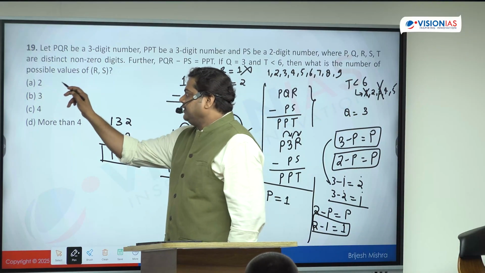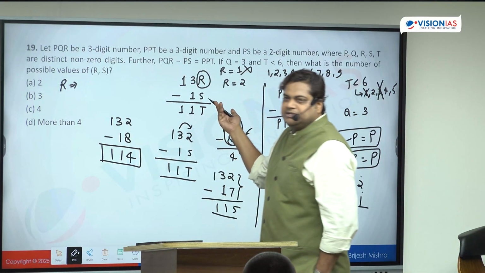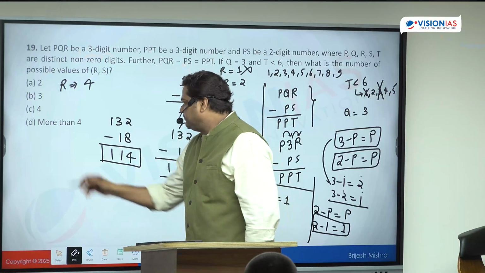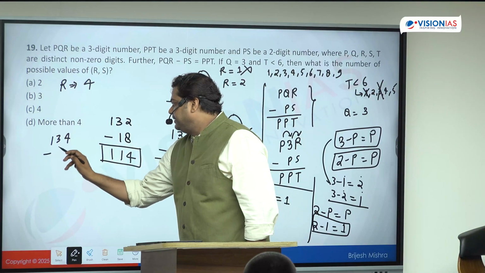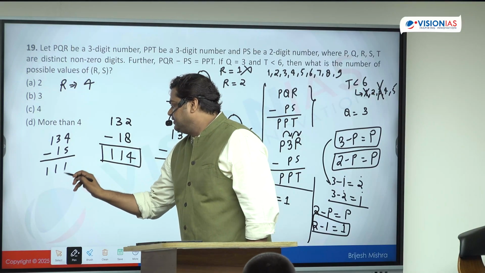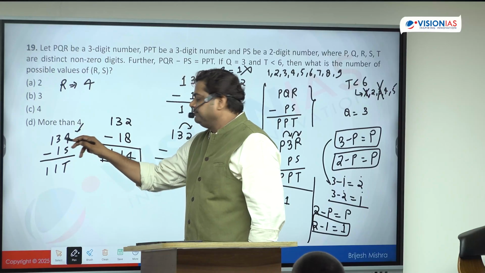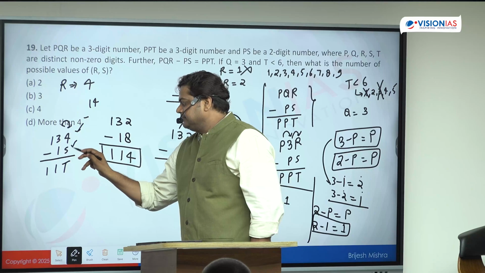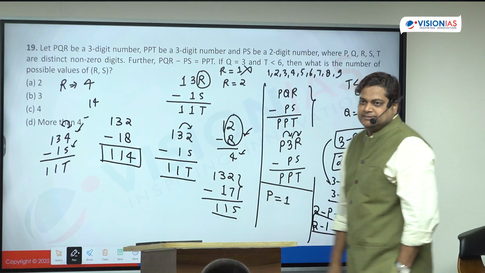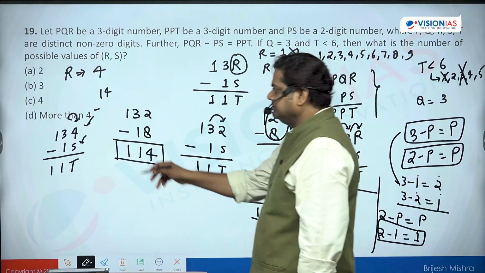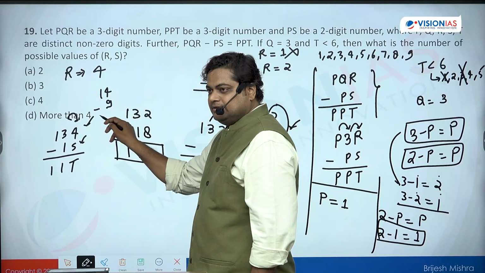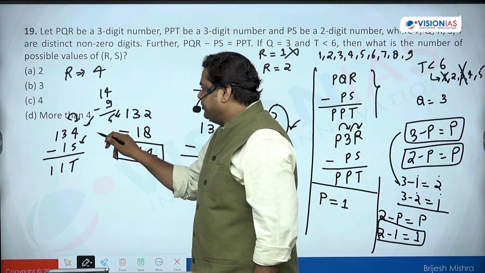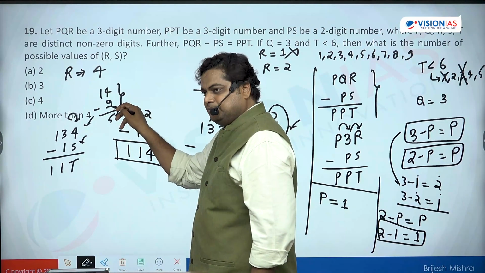After 2, what value of R can we get? The value of R, we cannot get 3. The value of R we need to take 4. We can take 4. If we take 4, 1, 3, 4 minus 1 S, 1, 1 T. This becomes 14, 1 carry. This is 14. 14 minus what? We can get a value which is less than 6. 9. 14 minus 9, we can get 5. One possibility. And beyond that, after 9, so one more possibility of R and S.